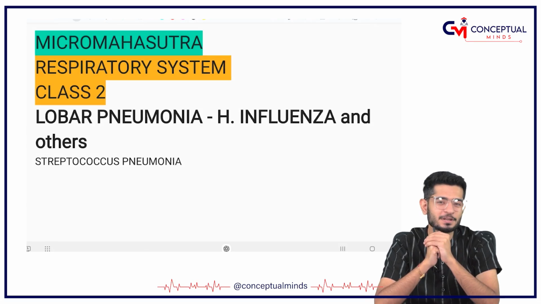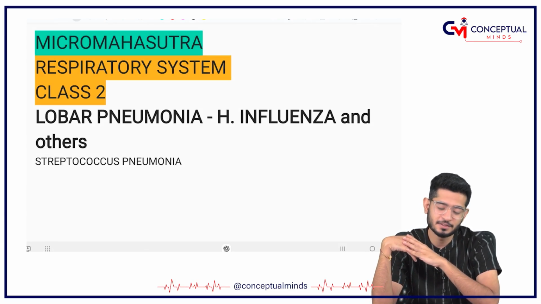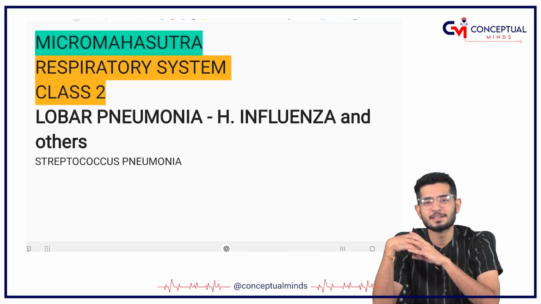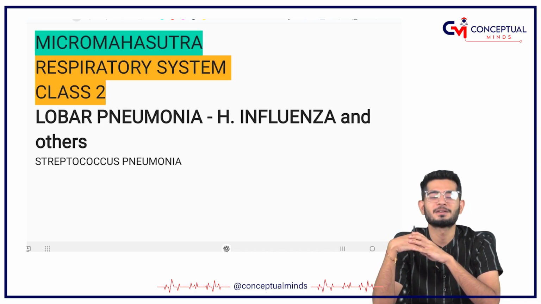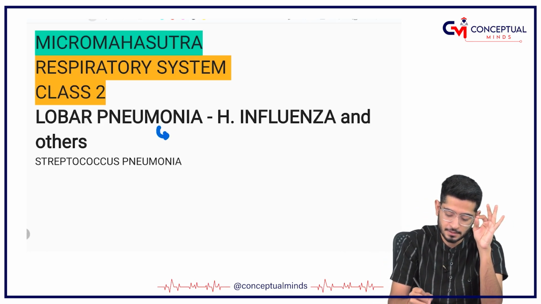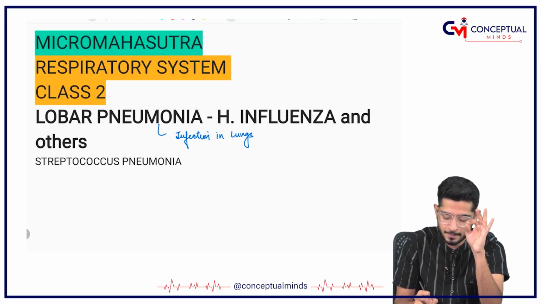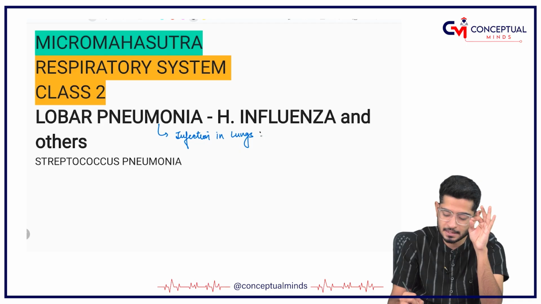We are discussing respiratory system infections, and in the respiratory tract infections, we are in the second class discussing the organisms causing lobar pneumonia. Now, pneumonia means what? Pneumonia means you have got the infection in lungs. So, infection in lungs is called pneumonia, and this infection in lungs can cause pneumonitis, and pneumonitis will be the inflammation.